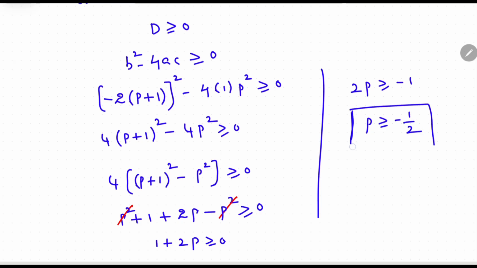So here p values will be equal to minus 1 by 2 and greater than minus 1 by 2. So minus 1 by 2 is the least value of p.